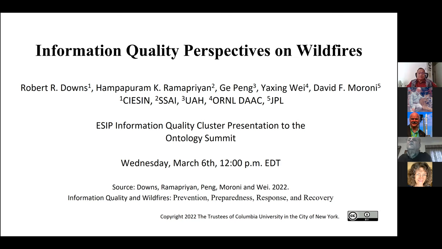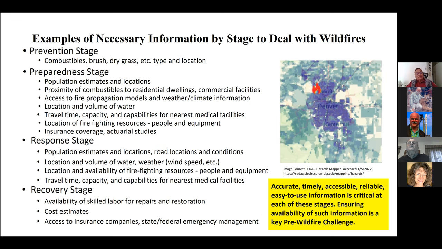We tend to take a look at all the stages of a wildfire, from prevention, where we definitely need information about the combustibles and brush and dry grass, et cetera, and look at how we might be able to prepare in terms of the data needs there, where we need population estimates, who's at risk and their locations, and the proximity of these combustibles and the access to fire propagation models, et cetera, as well as locations and the volume of water and travel time, et cetera.